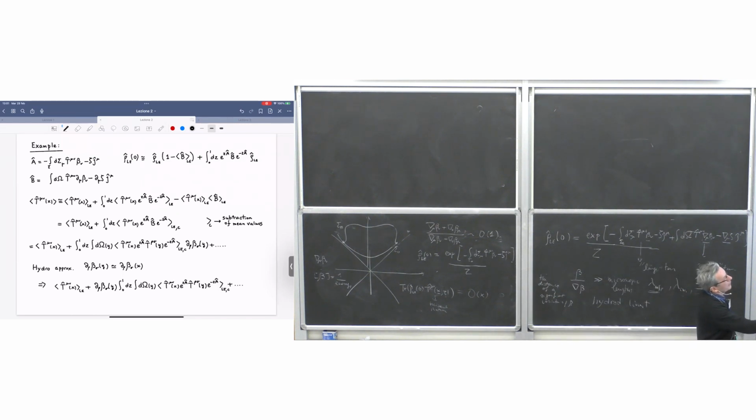Now, what can we do? Well, once we have this expansion, we can calculate the mean value of any operator within the linear response theory. For instance, the stress-energy tensor, if you want to work in hydrodynamics. But you may calculate anything else. Okay, let's calculate the stress-energy tensor and see what happens.